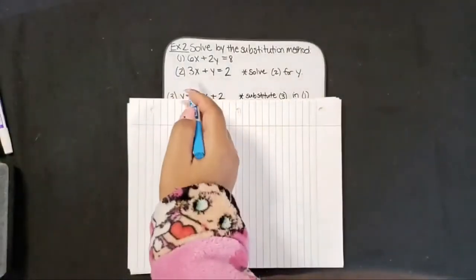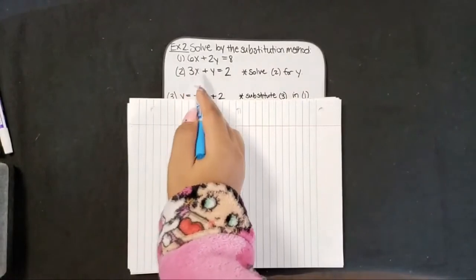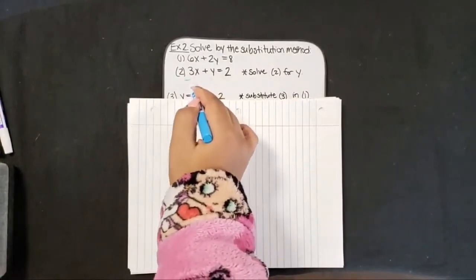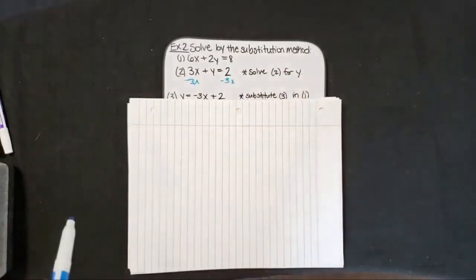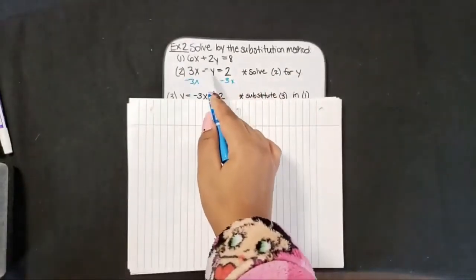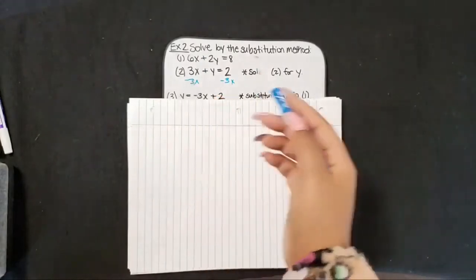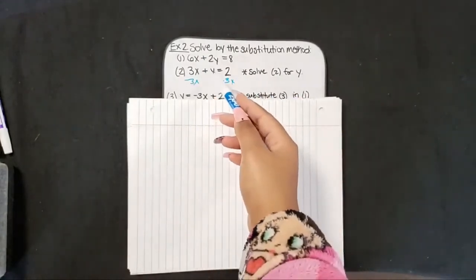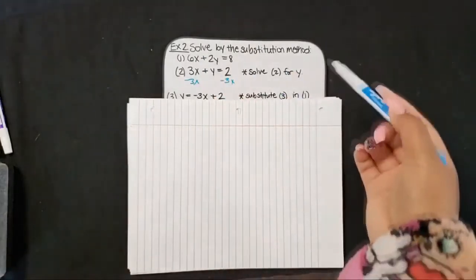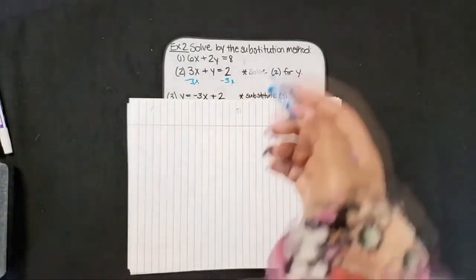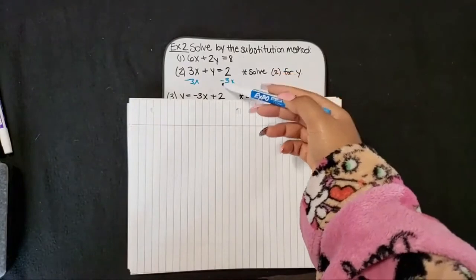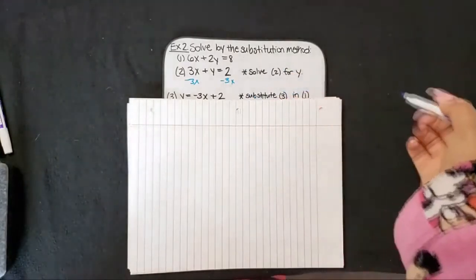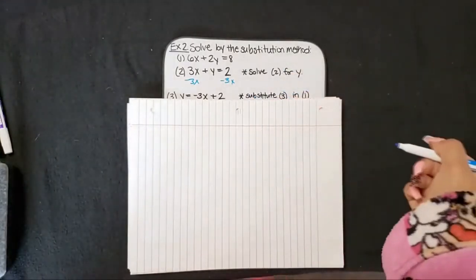If we take this second equation, this 3x is positive, so we have to subtract 3x from both sides. 3x minus 3x is 0, which is what we wanted because we wanted to get y equals blah, blah, blah. On the right side of the equation, we have 2 minus 3x. But that is not how we write it.